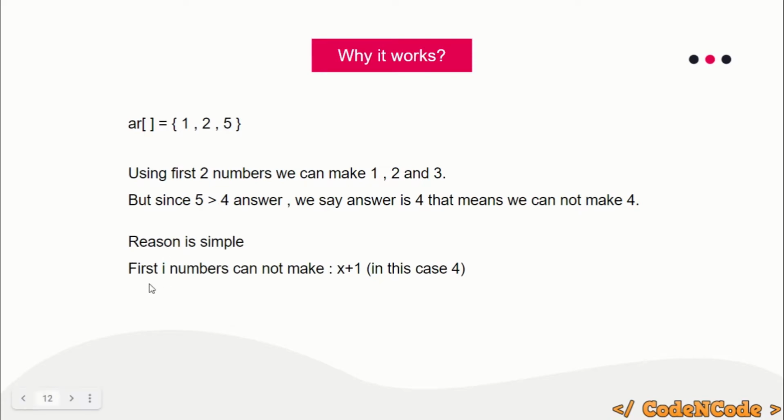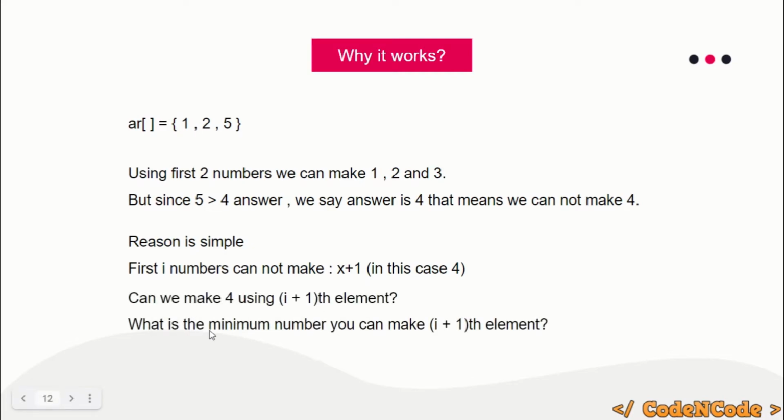So first, i numbers cannot make x plus 1, that we already know. Now ask yourself this question: can we make 4 using the i plus 1th element? To answer this, ask what is the minimum number that you can make using the i plus 1th element. You can make 5 using this, and this is the minimum you can make. You can't make 4. What about the other numbers? We have sorted the array in ascending order, so using them also you can't make 4.